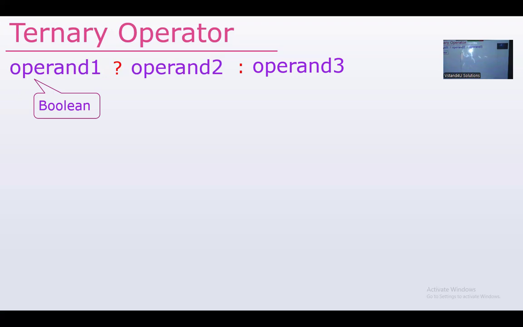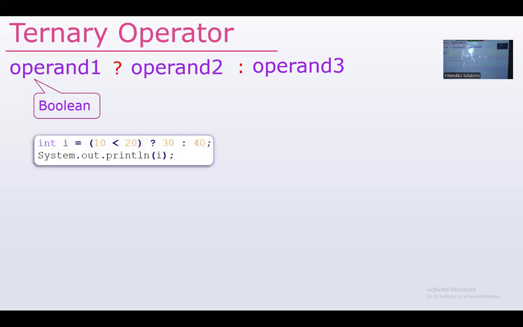So if operand 1 is true, then we will execute operand 2. What if operand 1 is false? Execute the third part. Am I clear? Pay attention. The first operand should be a Boolean value. If it is true, execute operand 2. If it is false, execute operand 3. Based on this, pay attention.